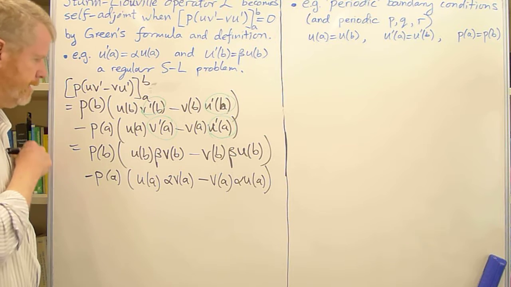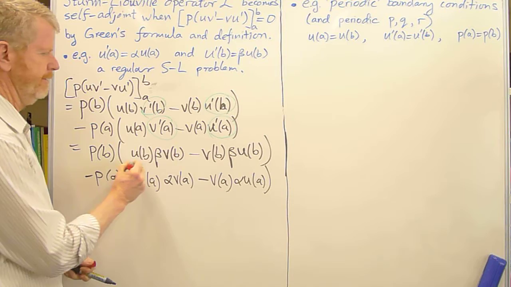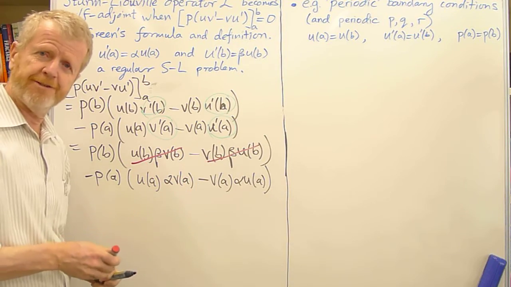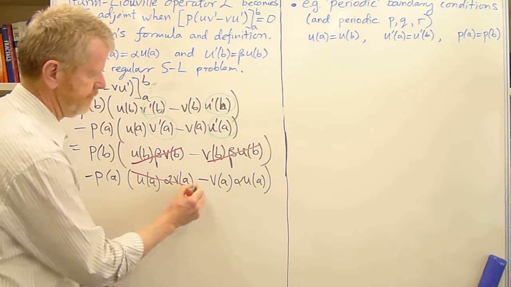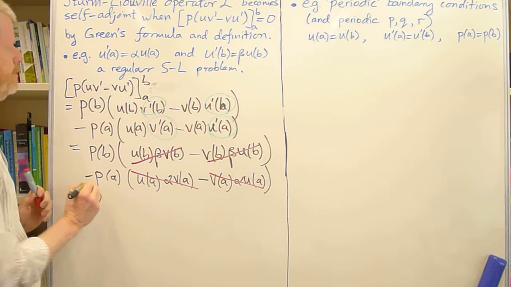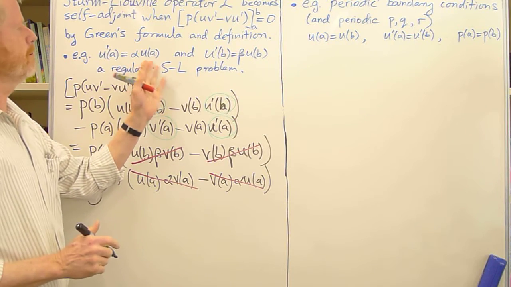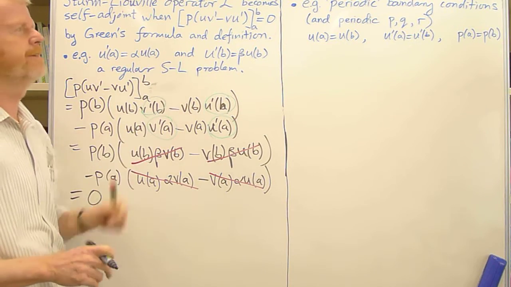Okay, and then you look in there, and what happens, we see that this term is exactly the same as that term and they cancel, and this term is exactly the same as that term and they cancel, leaving us 0. So in this class of problems, the Sturm Liouville operator with these boundary conditions is self-adjoint.